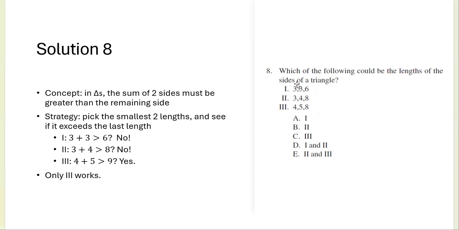So let's go choice by choice. 3 plus 3, those are the two shortest sides, is equal to 6. The rule is it has to exceed. It cannot even be equal. So is it greater than 6? No. So we cross that out.